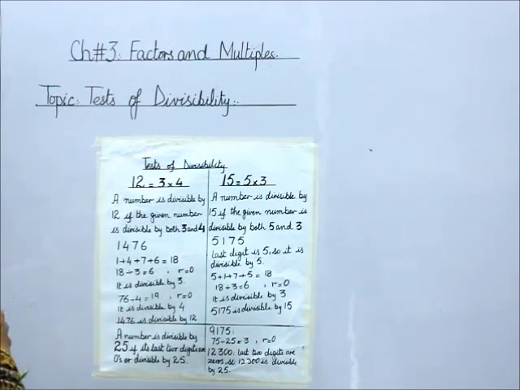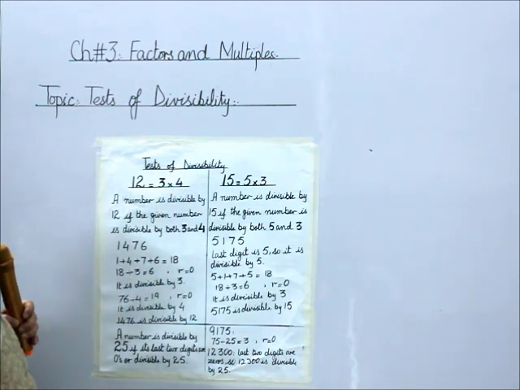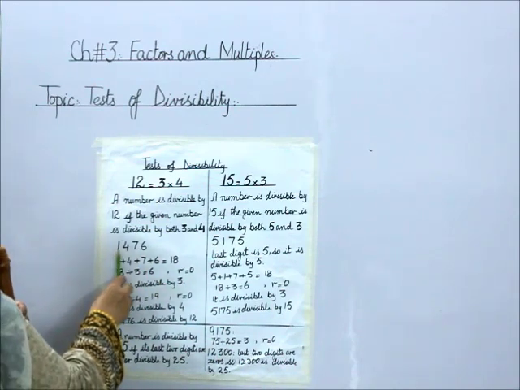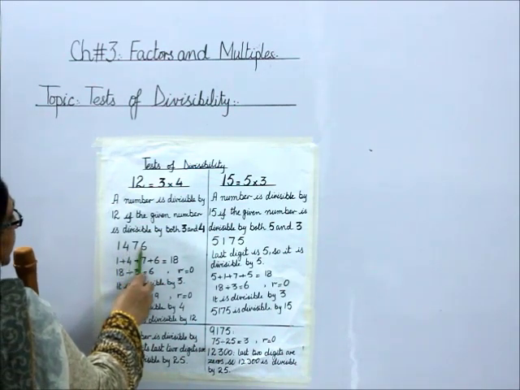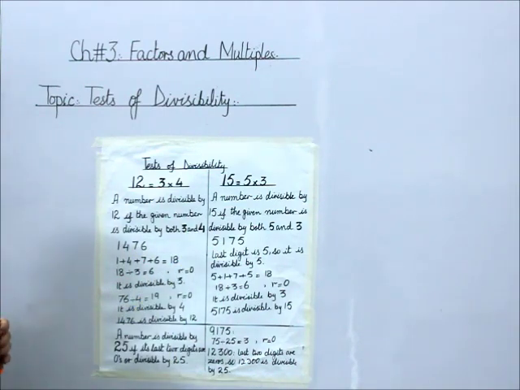Test of divisibility of number 12. The rule says a number is divisible by 12 if the given number is divisible by both 3 and by 4, because 3 and 4 are the factors of number 12. Look at this number, 1476. We will apply both the test of divisibility of 3 and 4 on this number.